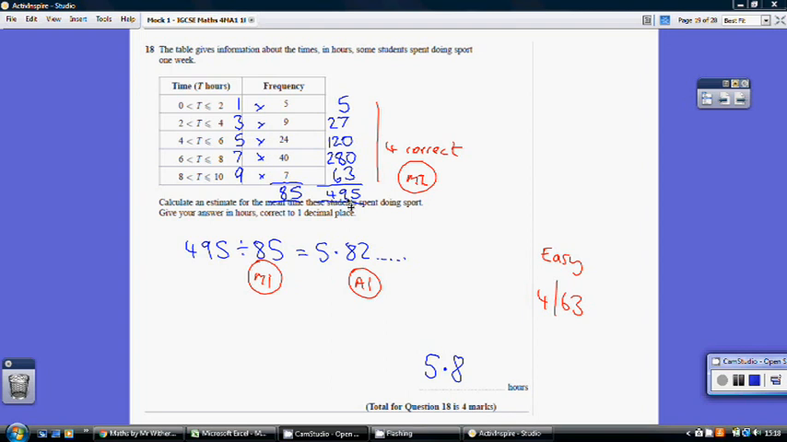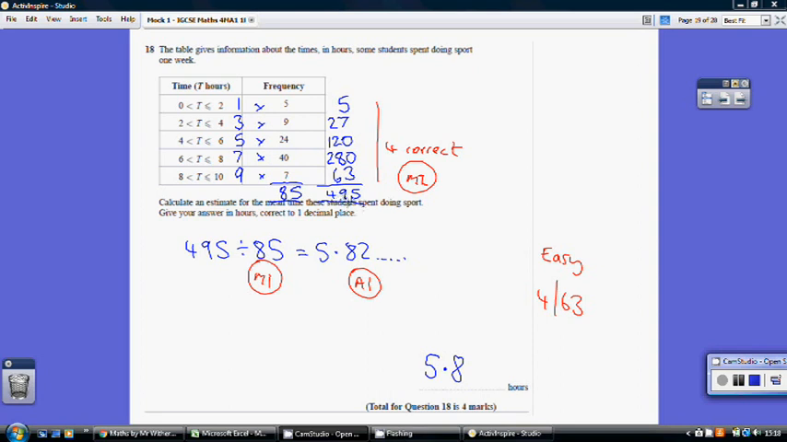Now how many students have we got? Quite often this is given in the question. It isn't on this occasion, so you've got to add up the frequency column. This tells you how many students there are. Here are 5 students, 9 students, 24 students, and so on. So add up the students and we get 85. So 85 students spent 495 hours in total doing sport.